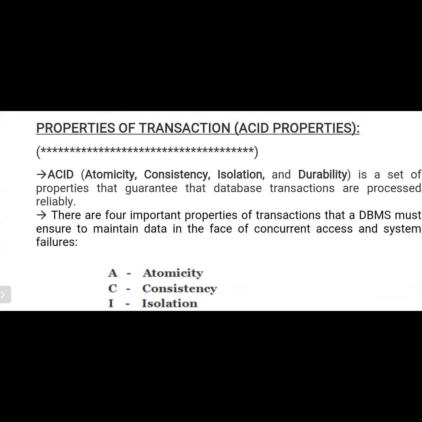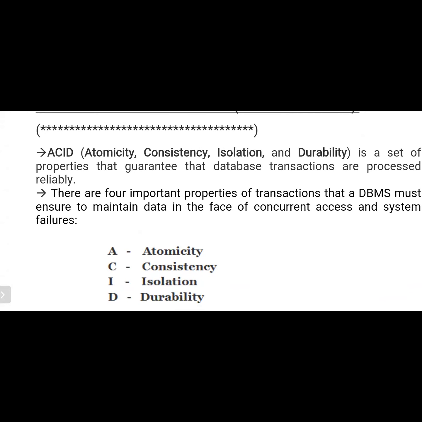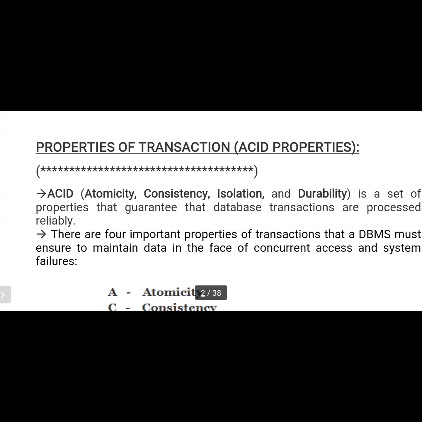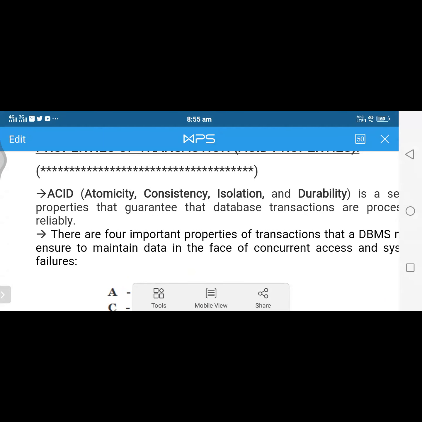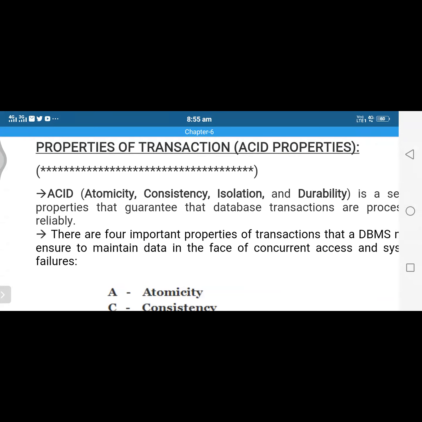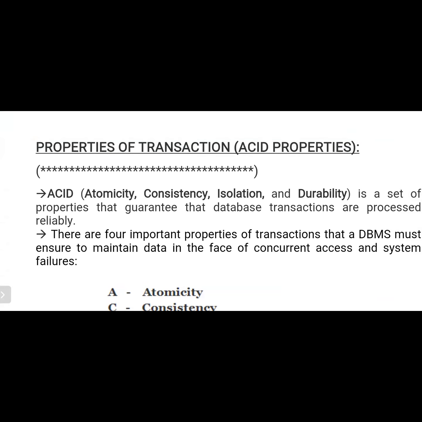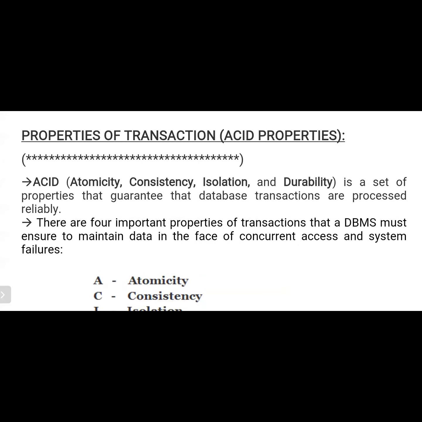Okay, please remember this. In the last class we discussed the properties of the transaction: atomicity, consistency, isolation, and durability. Atomicity means each and every transaction should be atomic. That means either consider all actions of the transaction or not consider any one of the actions in the transaction. That is the main property of atomicity.